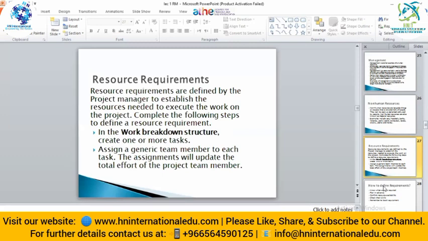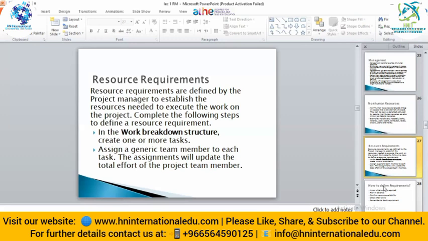In the work breakdown structure, create one or more tasks. We are dividing our whole project into smaller tasks. Then we have to assign a team member to each task. The assignments will update the total effort of the project team member. We are not only mentioning the non-human resources, we also have to mention the human resources.